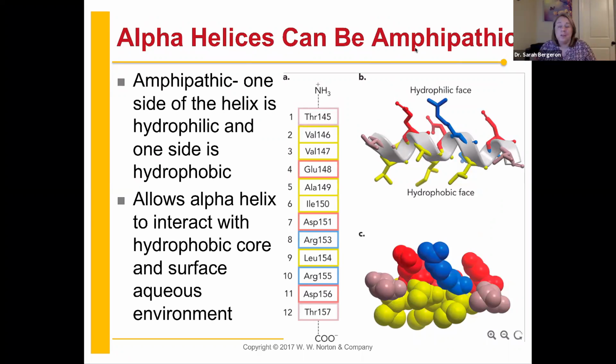And a lot of times when we look at these alpha helices, what we see is that they're amphipathic. And remember, that means that one side is hydrophobic and the other side is hydrophilic. This allows the alpha helix to interact, because all the side chains are sticking out, and you have to remember that. So it can interact with the interior of the protein, which is hydrophobic, and it can interact with the aqueous environment that the protein is in. And so it's really important that you can stabilize your structure that way. And it actually facilitates folding, which is super cool.